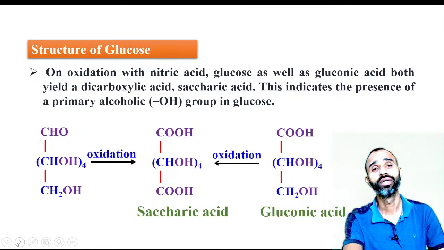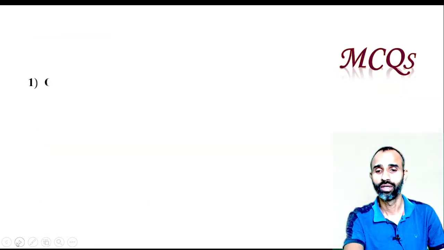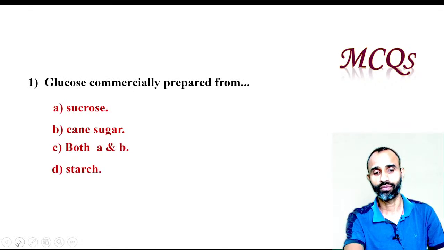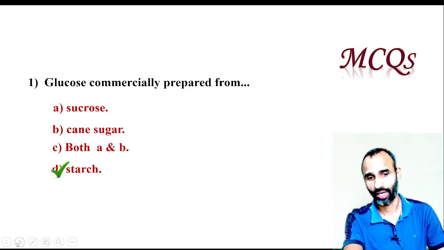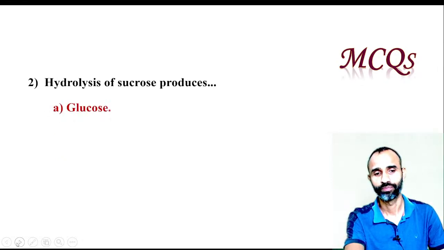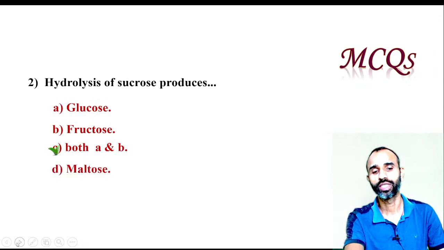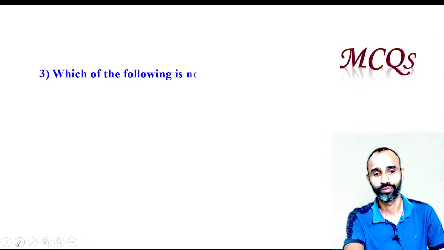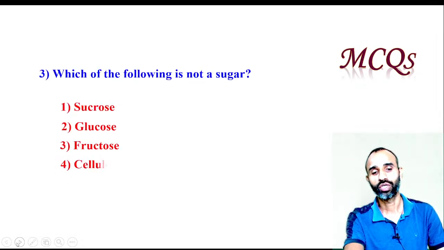It indicates that there is one primary alcoholic group. Glucose is commercially prepared from starch, and in the lab it can be prepared from sucrose or cane sugar. Hydrolysis of sucrose produces glucose and fructose both. So the following is not a sugar.